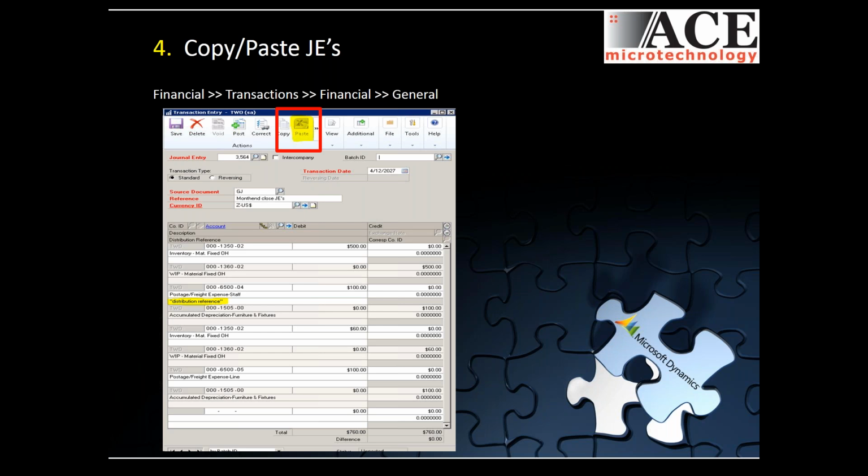Keep in mind that transactions that have different dates are going to need to be in separate journal entries. You're not going to be able to add extra lines after the fact. Once you paste your first journal entry into this window, the paste button grays out and you will not be able to paste again.